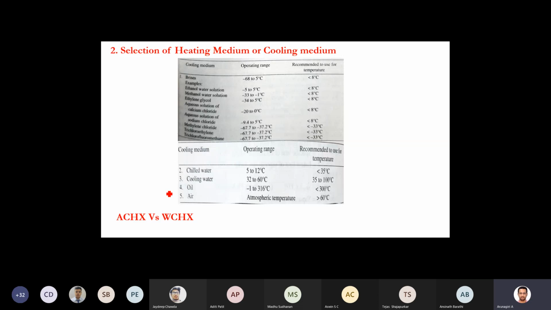Then cooling medium, different types of cooling mediums. Again, I can say based on the temperature range. Here you have brines, then chilled water, cooling water, oil, air. Okay, so air is available at atmospheric temperature. So we cannot go for temperature greater than 60 degrees centigrade. We cannot use air as the cooling medium.